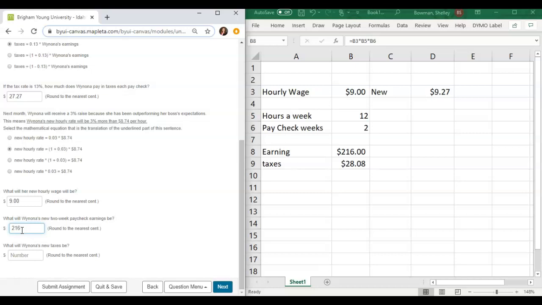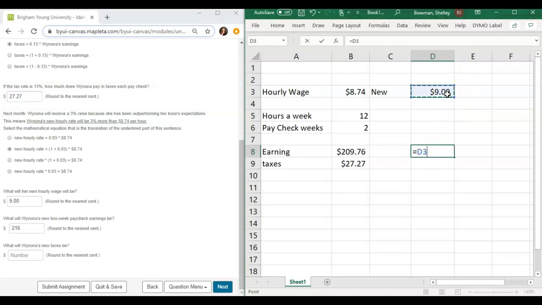If you're not comfortable with that, go ahead and use your calculator, or you can, over here you can, let's see, you can come over here and do the same thing. So we do equals the $9 times her 12 hours a week times 2 weeks, and you'll get it over here. Either way is fine, but that's just a really fast, easy trick that maybe some of you will enjoy.